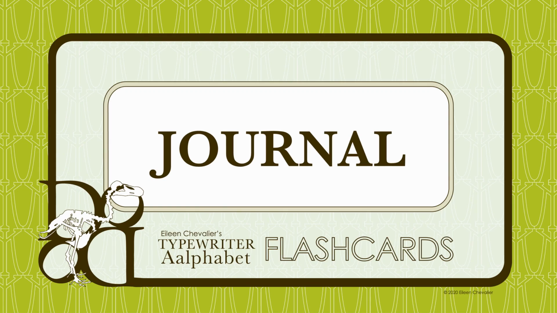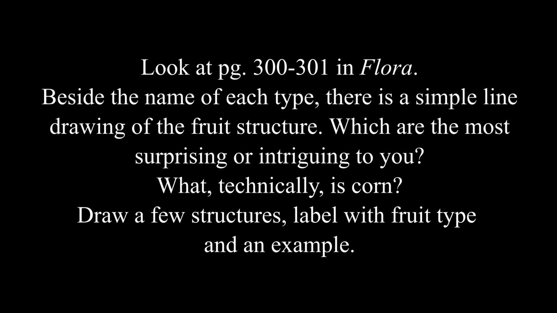So actually it's not, it's two more. So it's in the journal section. First in the journal is to look at pages 300 to 301 in Flora, the picture that I showed you before. Beside the name of each type, there is a simple line drawing of the fruit structure. Which are the most surprising or intriguing to you? What technically is corn? Draw a few structures, label with a fruit type and an example.